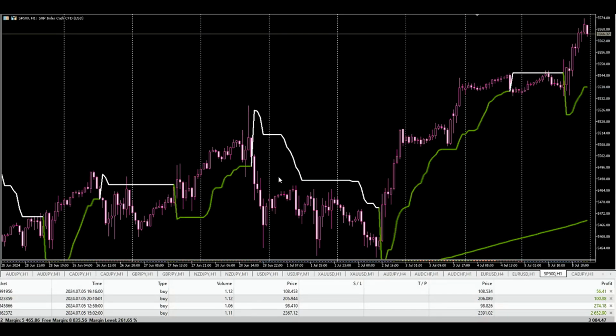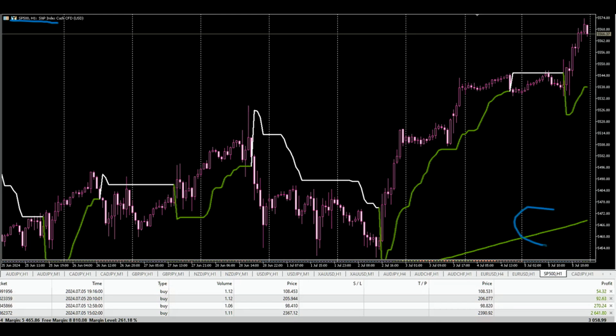Some of you usually ask me, can we use this strategy on this channel to trade stocks? You see here is the S&P 500. You can use this strategy to trade anything. You can use it to trade ETFs, crypto, or Forex. So it's adaptable to any asset class depending on what you trade.